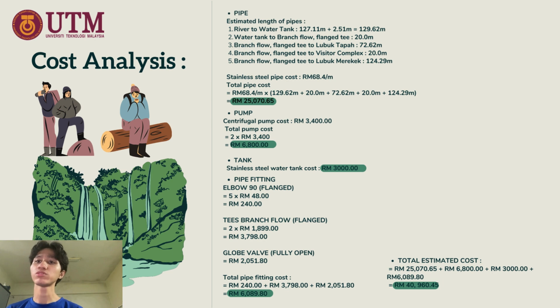Next is the pump. We use centrifugal pump, which costs normally 3,400. So we use 2 centrifugal pumps, so it will cost 6,800. Next is the stainless steel water tank, which costs RM 3,000. While for the pipe fitting, we have elbow 90-degree flange, we have T branch flow and globe valve. So the total cost for the pipe fitting is 6,089 ringgit and 80 cents. So the total estimated cost is around RM 40,960 and 45 cents.